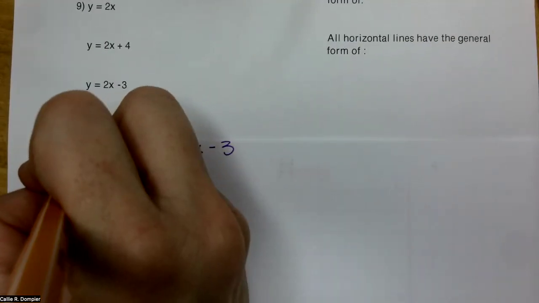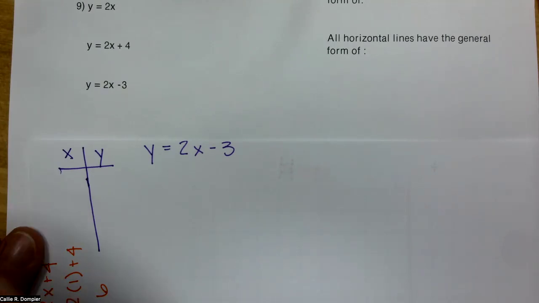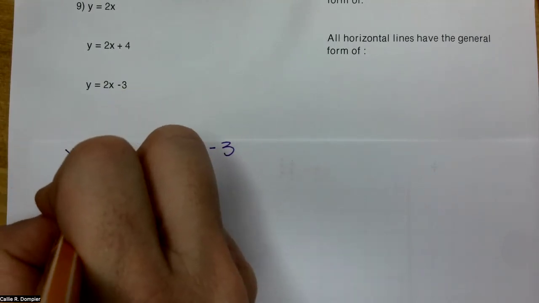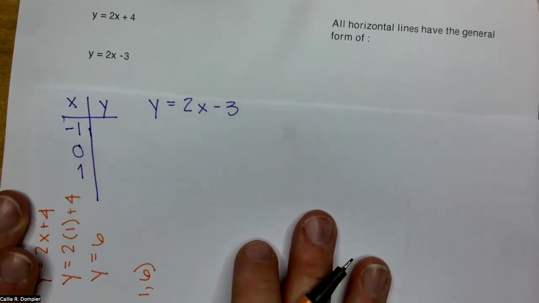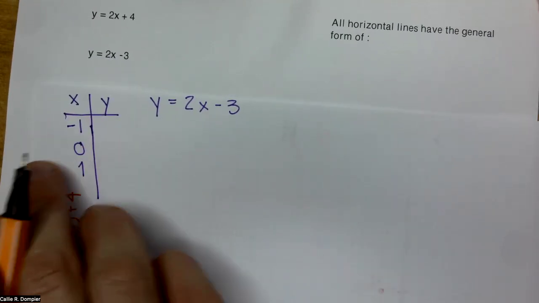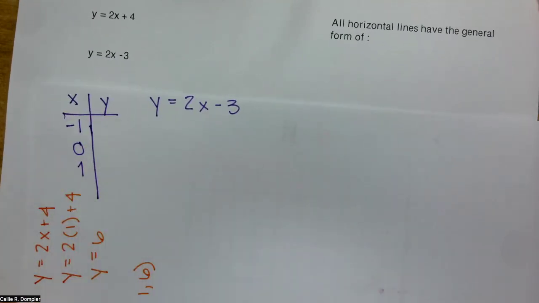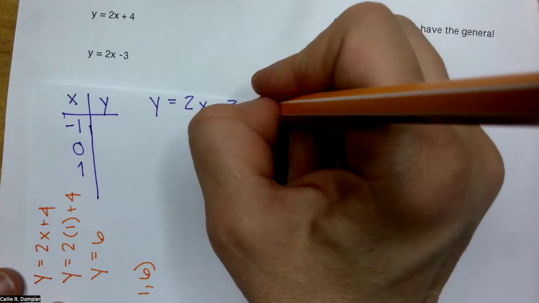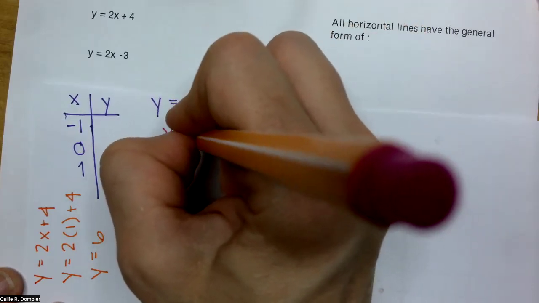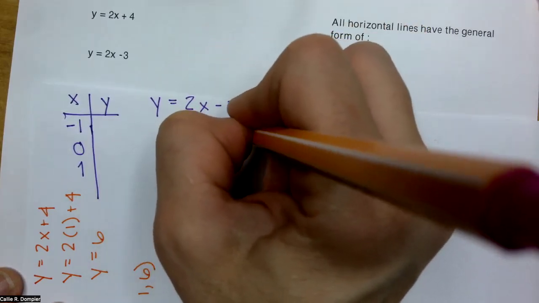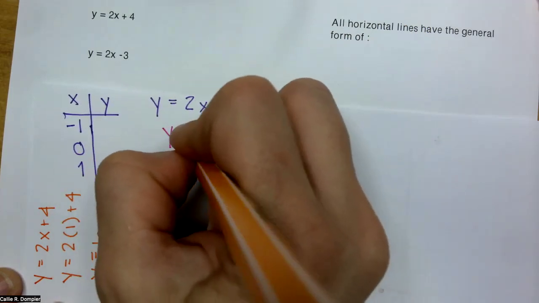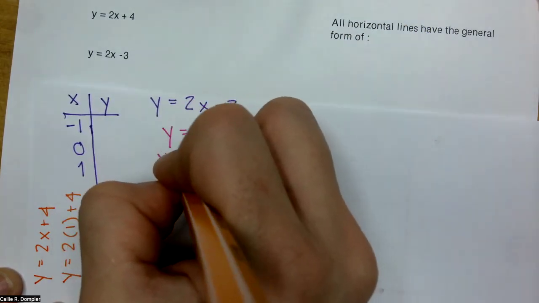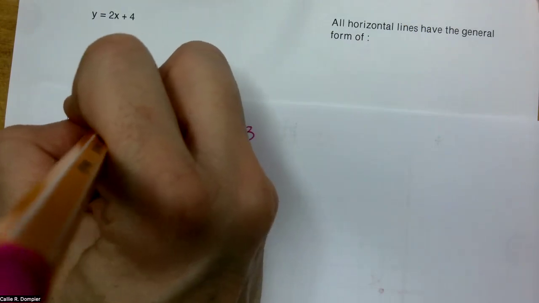So first we're going to just do x is -1, x is 0, and x is 1. Again, you do not have to use -1, 0, and 1. You can use any number you want, all right? So for -1, y equals 2 times -1 minus 3. Y equals -2 minus 3. Y equals -5.